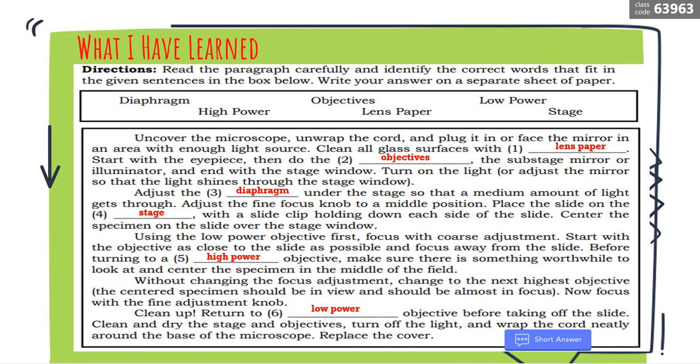Without changing the focus adjustments, change to the next highest objective. The centered specimen should still be in view and should be almost in focus. Now focus with the fine adjustment knob. Clean up, return the low power objective before taking off the slide. Clean and dry the stage and objectives. Turn off the light and wrap the cord neatly around the base of the microscope. Replace the cover. So that's it.